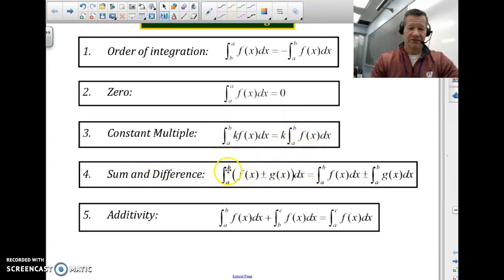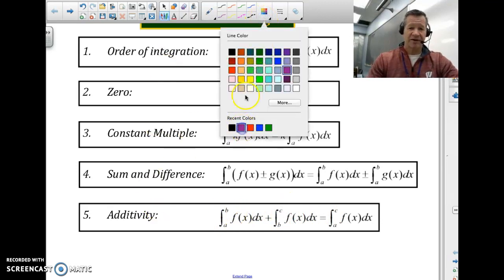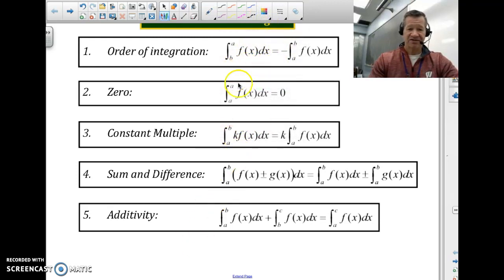Sum and difference. If you are taking the sum of many terms or many different functions, you can split those up into separate, smaller functions that are easier to integrate. So that's sum and difference. Additivity. If I find the area from a to b of f of x dx plus the area from b to c of f of x dx, that's going to give me the total area from a all the way to c. Now, I'll use these words from time to time, but it isn't tremendously important that you remember all these terms. But it is important that you remember these relationships between integrals.